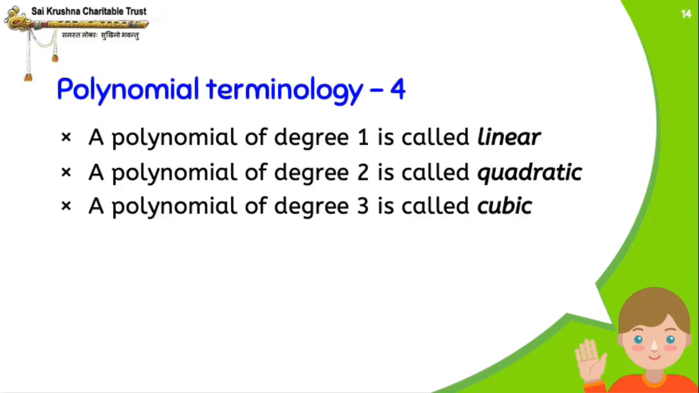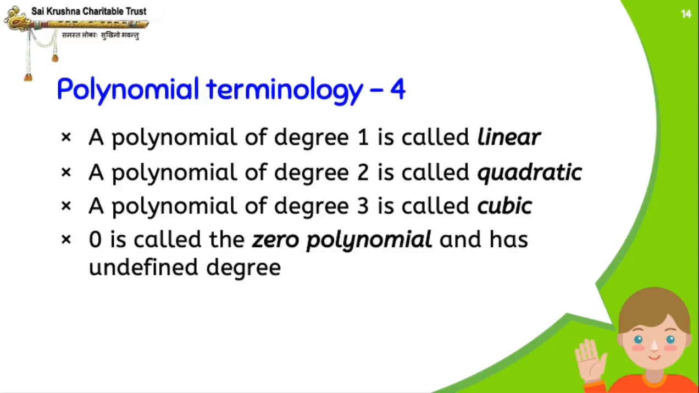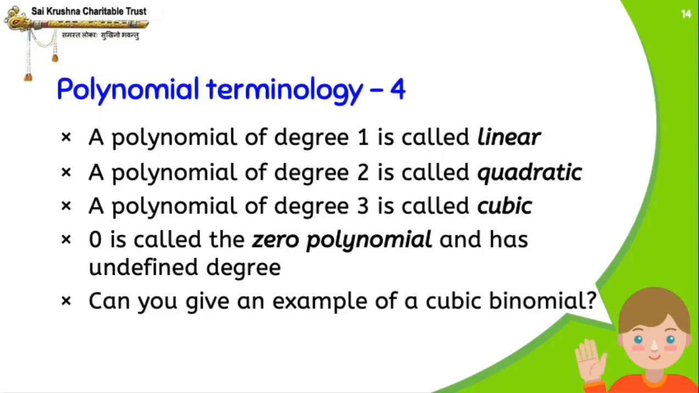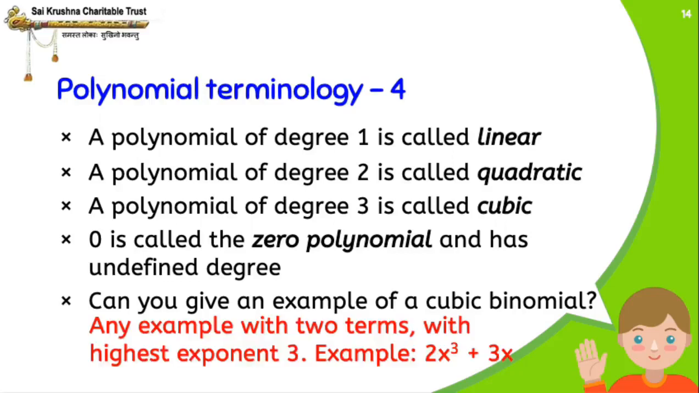Can you give an example of a cubic binomial? You need to think about how many terms a binomial has and what its degree is. A binomial has two terms and the degree is 3 because we are asking for a cubic binomial, so its highest exponent is 3. Any example with two terms and a highest exponent of 3 is a valid example. For example, 2x cubed plus 3x has two terms, so it is a binomial. The highest degree is 3, so it is cubic. So this is an example of a cubic binomial. You can come up with other examples.